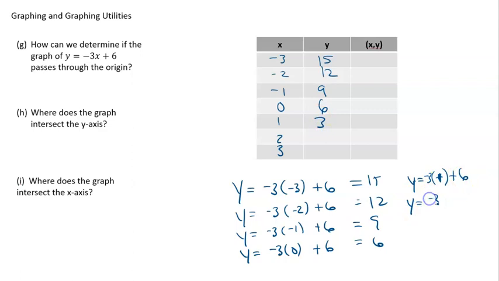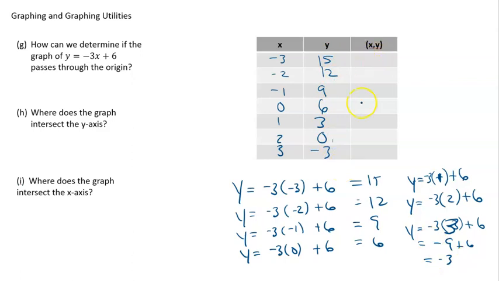Y is equal to -3 times 2 plus 6. -3 times 2 is -6, plus 6 is 0. Notice these numbers are gradually getting smaller, so you would think the pattern is going to continue. So -3 times 3 plus 6. I need to be really careful. That's -9 plus 6, which is -3.